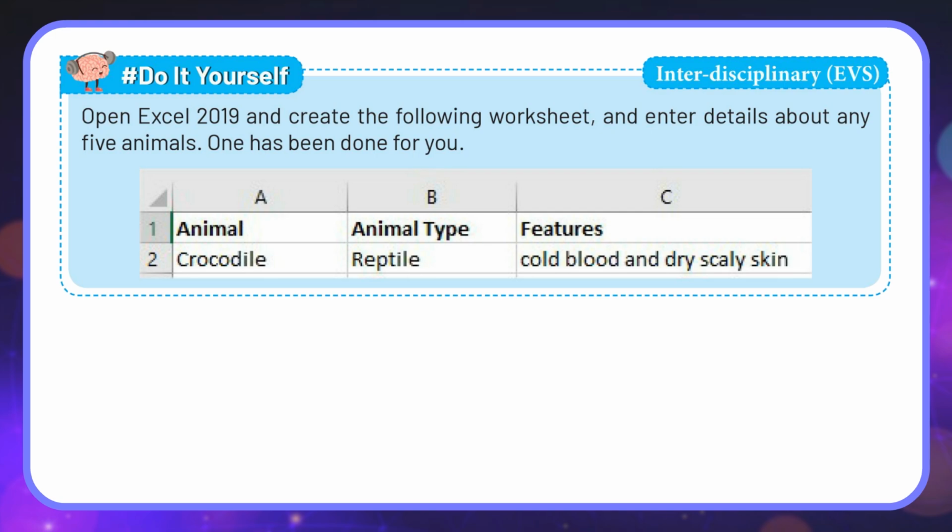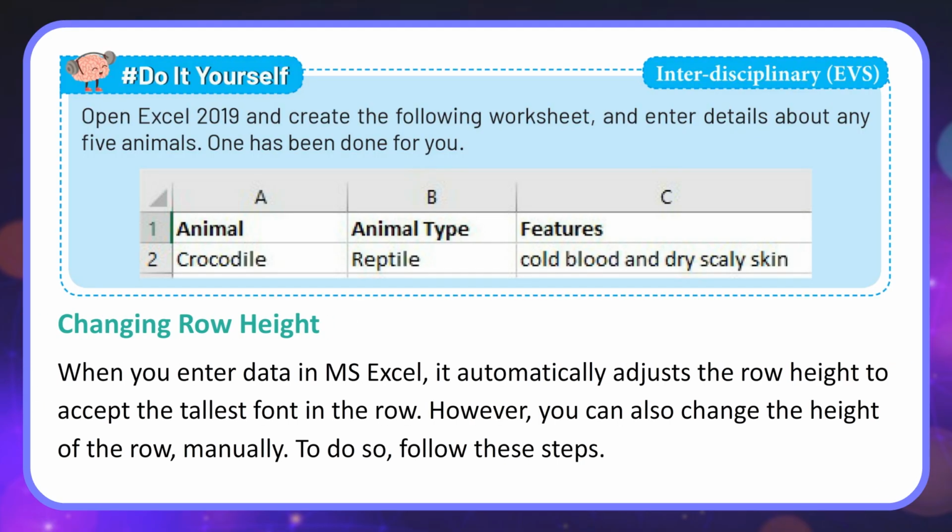Do it yourself. Interdisciplinary, EVS. Open Excel 2019 and create the following worksheet and enter details about any 5 animals. One has been done for you. Changing row height. When you enter data in MS Excel, it automatically adjusts the row height to accept the tallest font in the row. However, you can also change the height of the row manually.